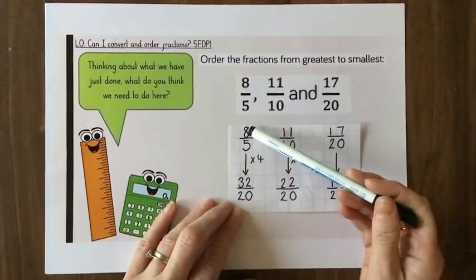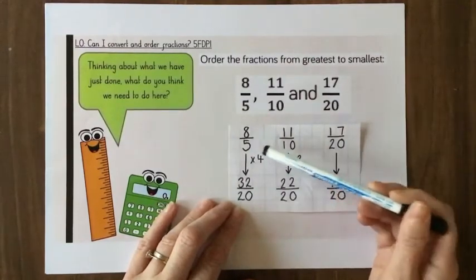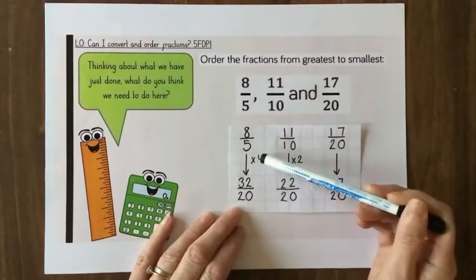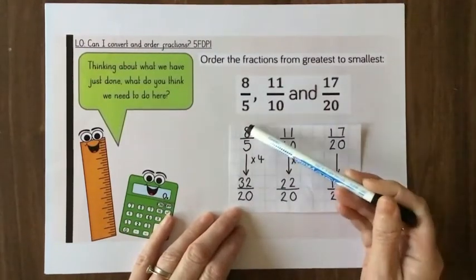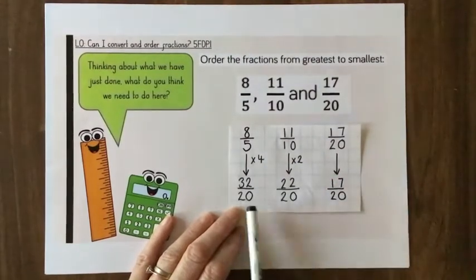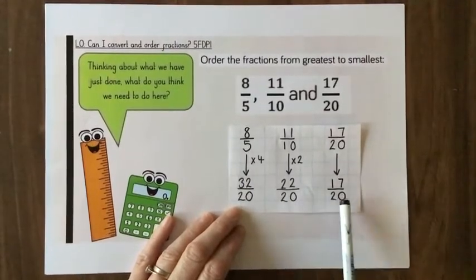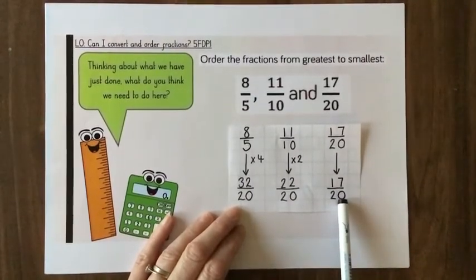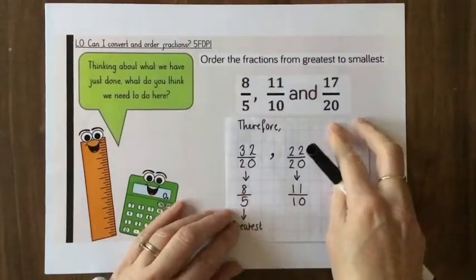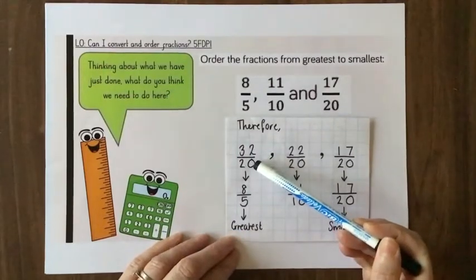Here we've got 8/5, and we want to turn fifths into 20ths. So to do that, we multiply by 4 this time. So 5 times 4 is 20, 8 times 4 is 32. We then end up with 32/20ths, 22/20ths, and 17/20ths. Therefore, 32/20ths is going to be the greatest.